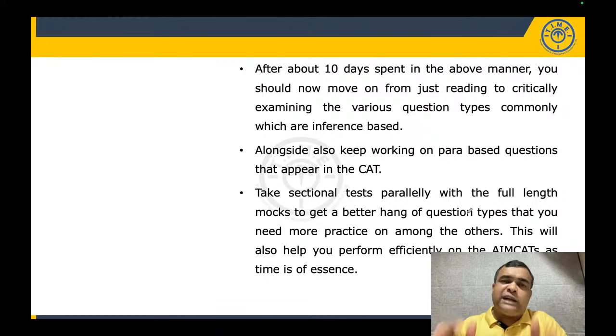Not only do you have to solve the RC part, initially you solve without time limit. Later you try to give the time limit. This is what the passage means. This is a small summary of the passage. This is what the author wants to communicate. This is my understanding from the passage. Then try to answer the questions. This you do without time limit. Slowly you try to do it with time limit.